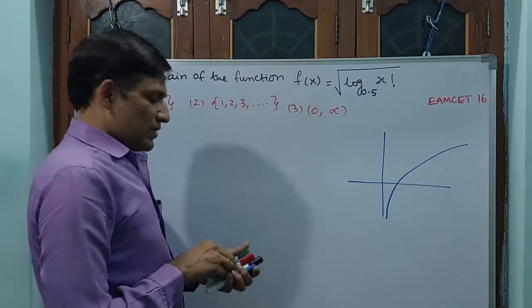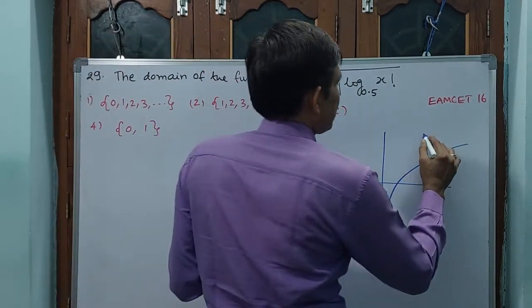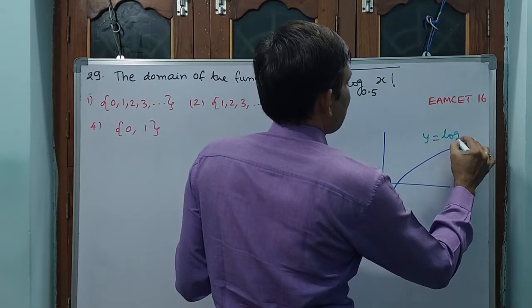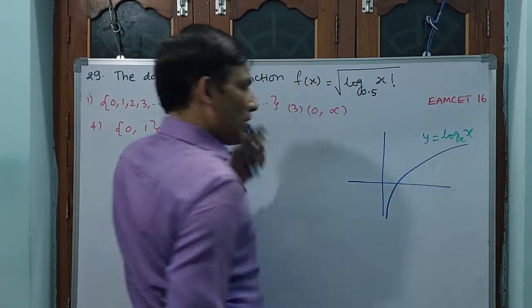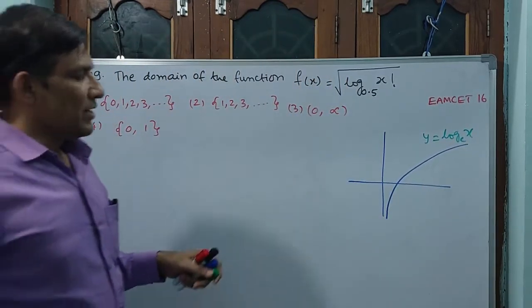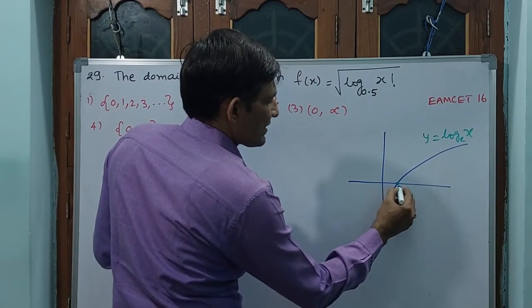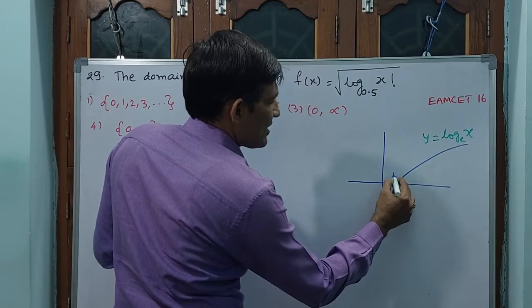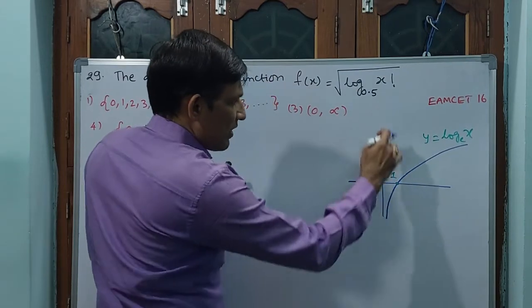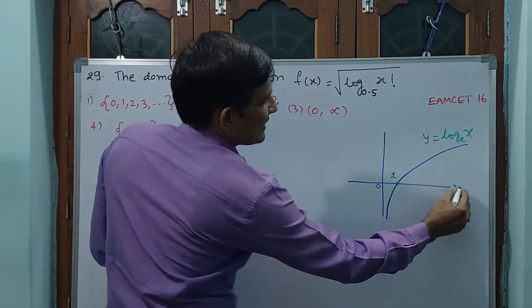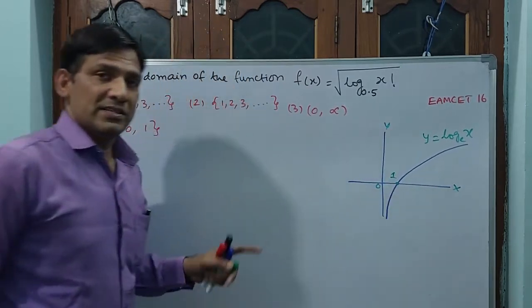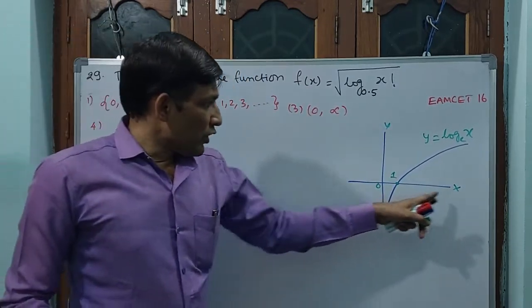This is the log function. Y is equal to log x, log x to the base e. See, here it is going to become 0. That means at x equal to 1, y is 0. See, this is the x-axis, this is the y-axis. Y is the result, the output, and x is the input.